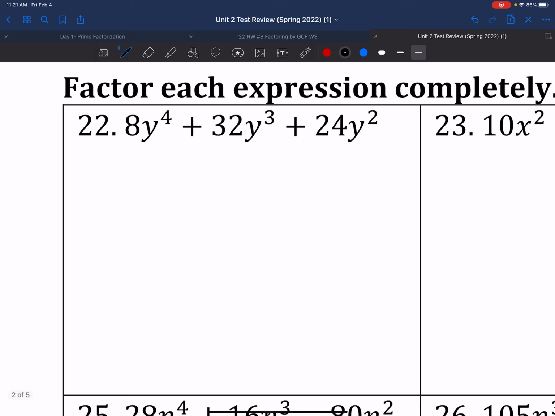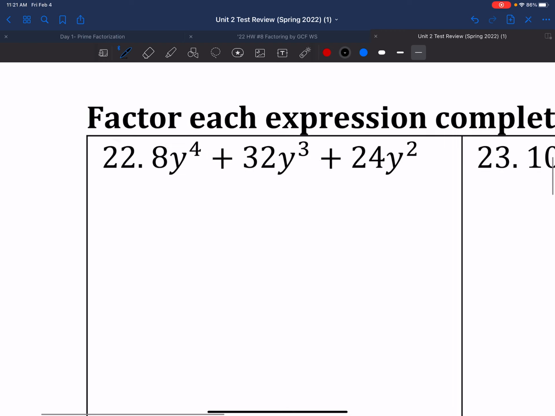So number 22, let's take a look at this. 8y to the 4th power plus 32y cubed plus 24y squared. Notice that I only have 3 terms here, and it is not in the form ax squared plus bx plus c, unless we can do that. Let me think. I think we can do that. All right, let's first of all, there are 3 terms. Let's go ahead and factor things.